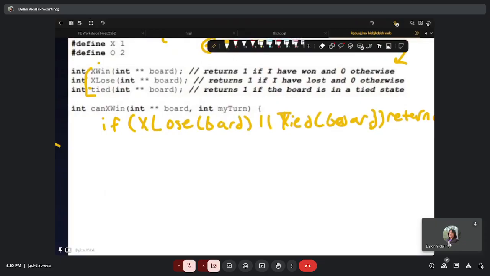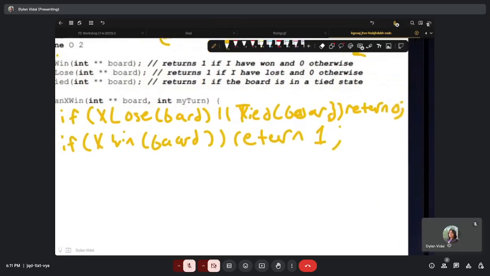If X can win at this current state, then what do we want to do? We want to say, hell yeah, you can win. Congrats. So now here's the question. Where does the whole permutation thing come into here?